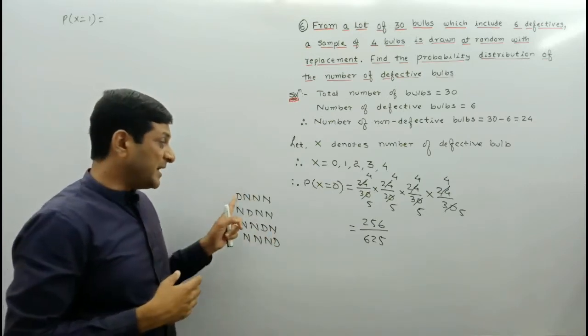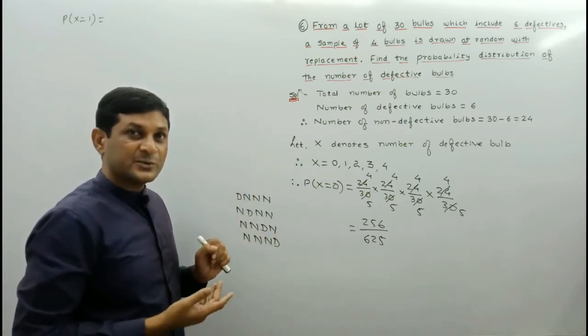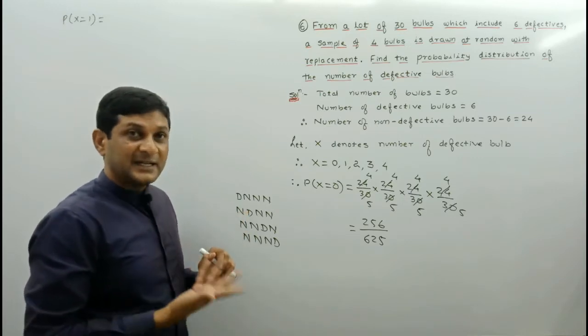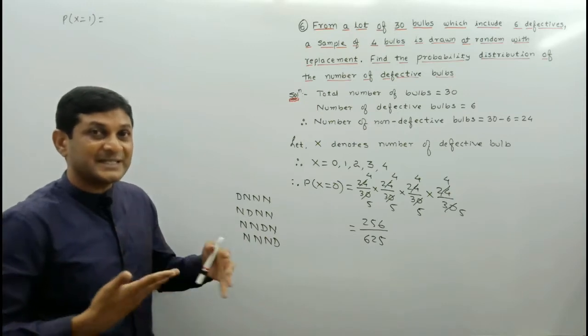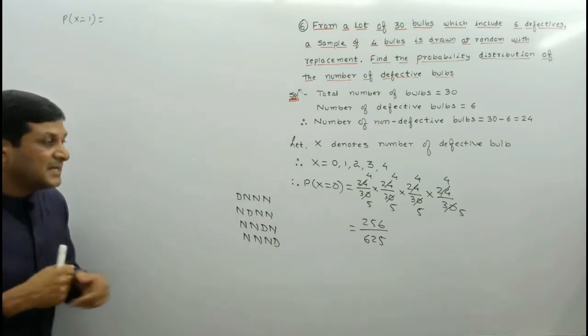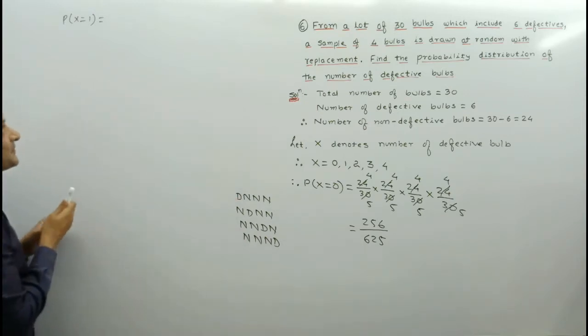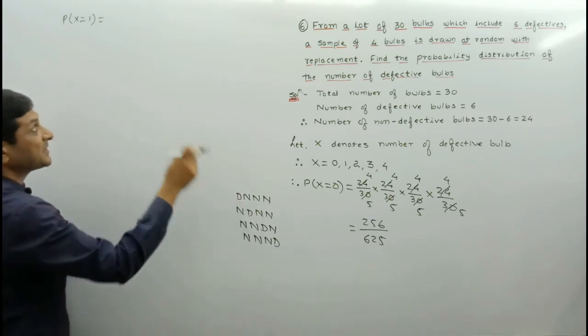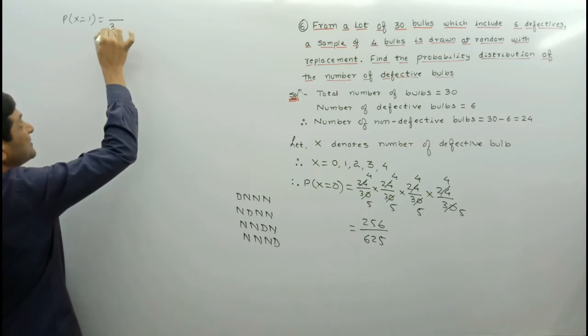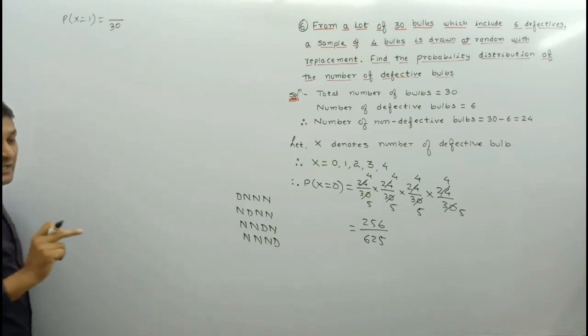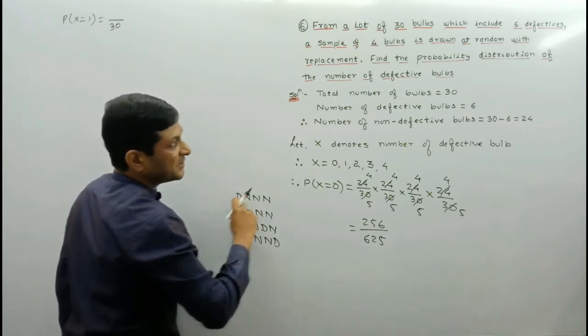तो हो सकता है कि पहली बार जो ड्रॉ किया वो डिफेक्टिव हो सकता है, या सेकंड वाला हो सकता है, या थर्ड वाला हो सकता है, या फोर्थ वाला हो सकता है. ऐसे अलग अलग हमें क्या मिल रहे हैं? केसेस. So if you are considering first case that first ball drawn is defective, so total how many bulbs are there? 30 bulbs are there. अगर पहला ही डिफेक्टिव है तो डिफेक्टिव बल्ब कितने?